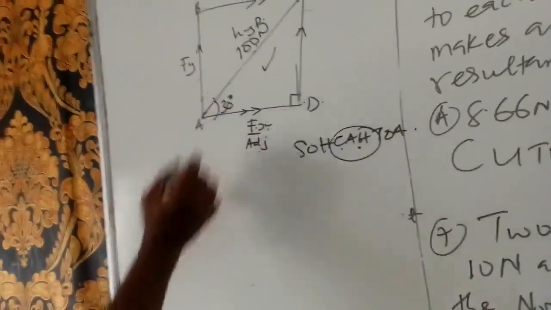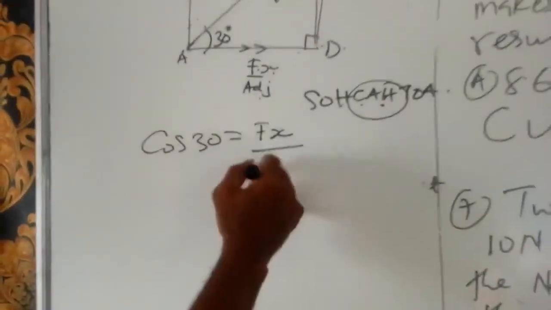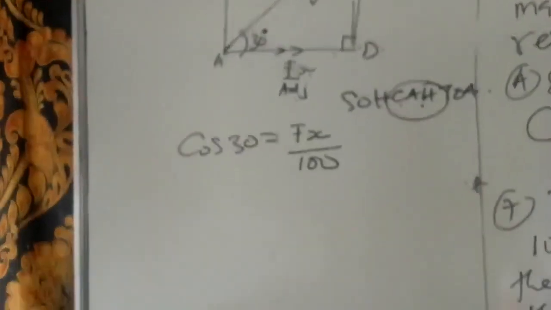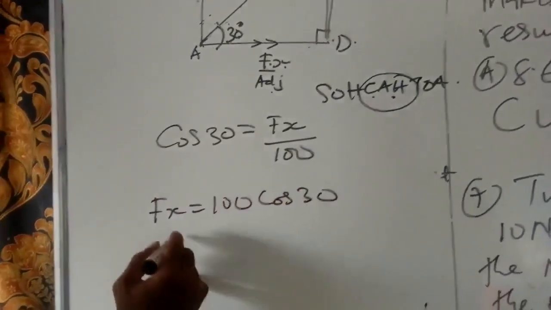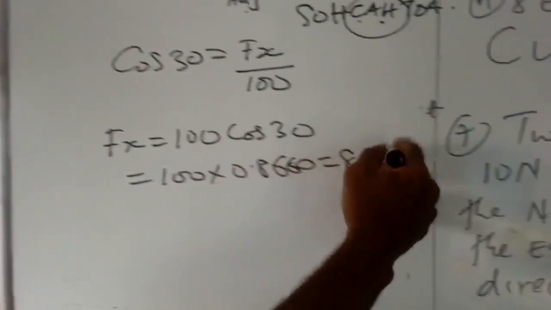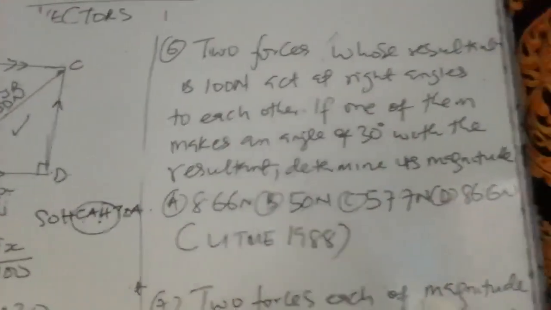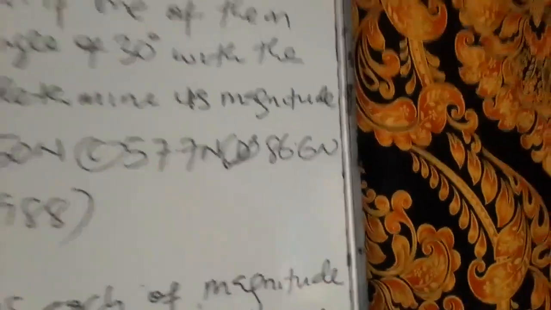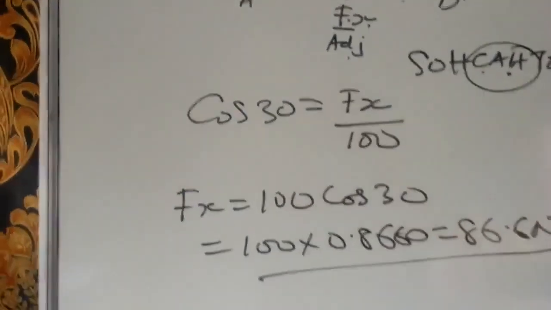So now I say cos of angle 30 equals the adjacent, which is Fs, all over 100, which is the hypotenuse. Making Fs the subject, Fs becomes 100 times cos 30, and cos 30 is 0.8660. That gives us 86.6 Newton as the magnitude of the force. So the answer to question number 6 is option D. So take a look at our solution before we go to question number 7.